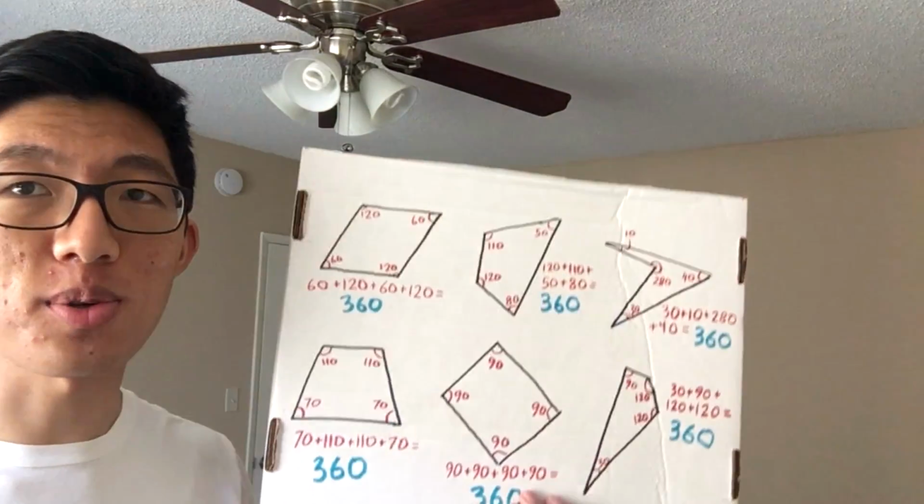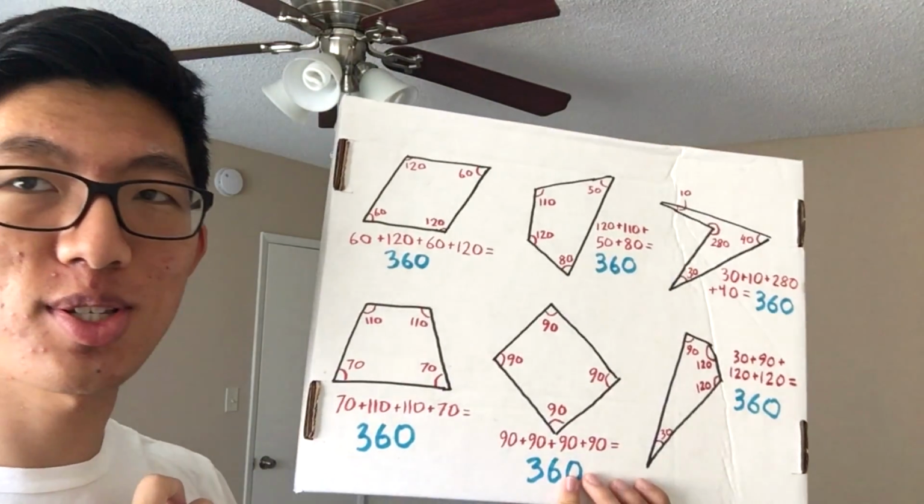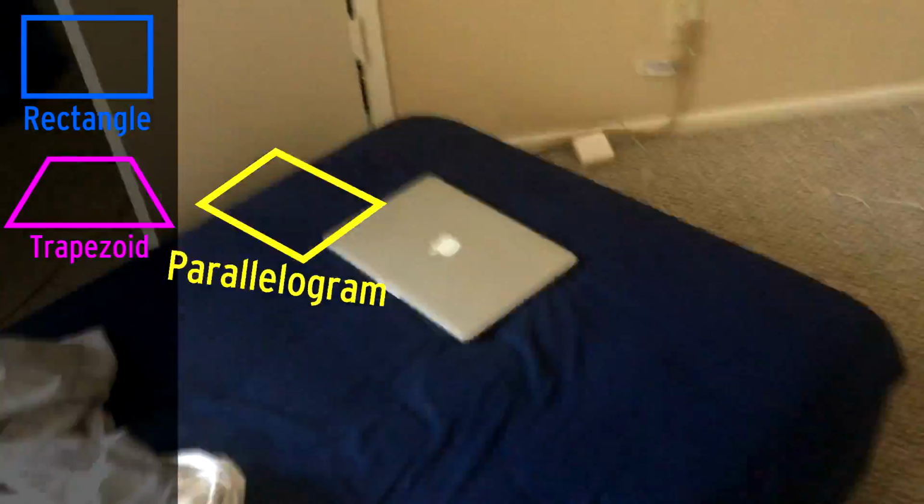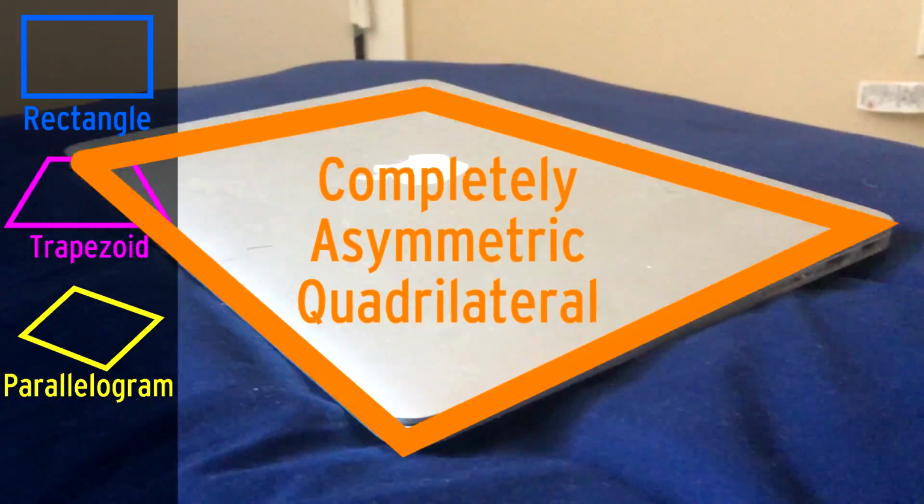Furthermore, we already know one special thing about quadrilaterals, that their angles add up to 360 degrees. It's true for this trapezoid, it's true for this parallelogram, it's true for this asymmetric quadrilateral, and it'll be true for literally every quadrilateral ever. So with that all in mind, we can finally get to the illusion.